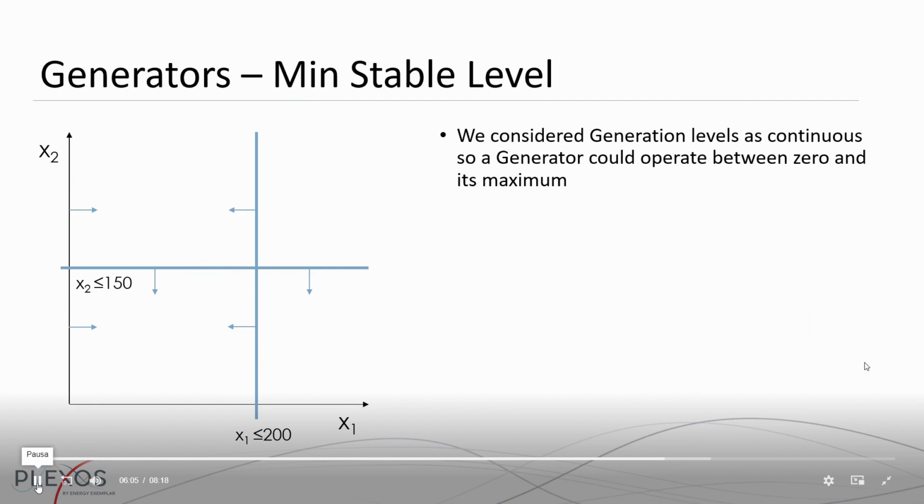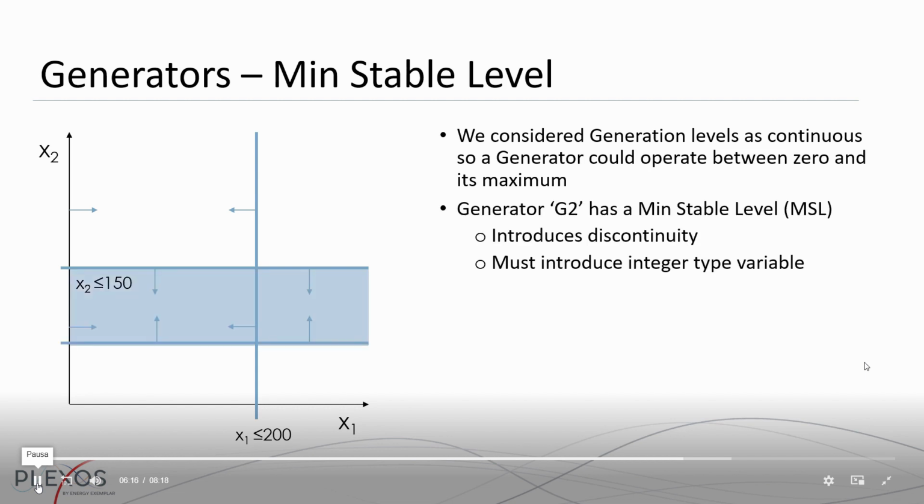In the previous example, we considered generation levels as continuous, so a generator could operate between 0 and its max capacity. But in reality, that's not the case. For example, G2 would have a min stable level, or MSL for short. The MSL and max capacity define the lower and upper bounds of the generator's operational range. But notice that this introduces a discontinuity. So in the problem formulation, we must introduce integer-type variables to handle this.